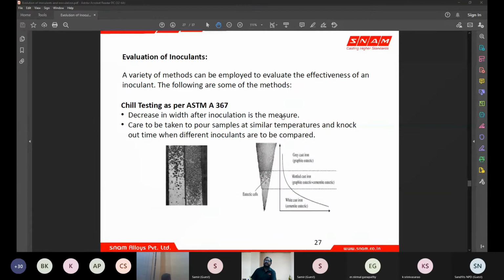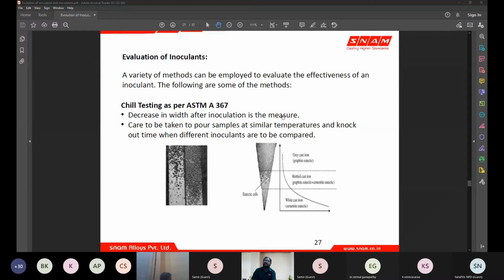So we'll get into how inoculants are generally evaluated. The chill test dates back, it's very old and authenticated. I should not call it a crude way, but it's a very predominant and very old eminent test available. It is as per ASTM A367. Most gray iron foundries do follow this even today. You just pour a chill wedge, according to the standard, or the one selected. The section thickness of the chill wedge is selected according to the casting thickness and the carbon equivalent we follow.